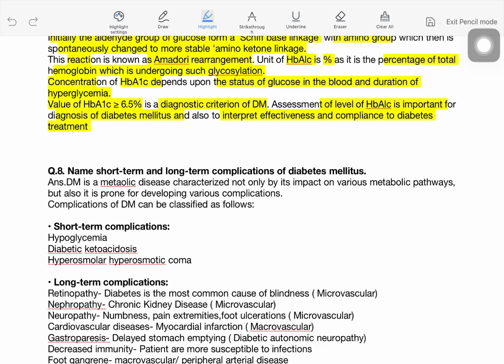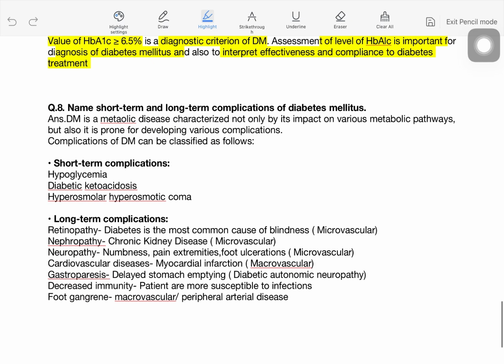So name short-term and long-term complications of diabetes mellitus. So answer is, diabetes mellitus is a metabolic disease characterized not only by its impact on various metabolic pathways, but also it is prone to developing various complications. So short-term complications like hypoglycemia, there is diabetic ketoacidosis, there is hyperosmolar, hyperosmotic coma, and then in long-term complications we have microvascular complication as well as macrovascular.